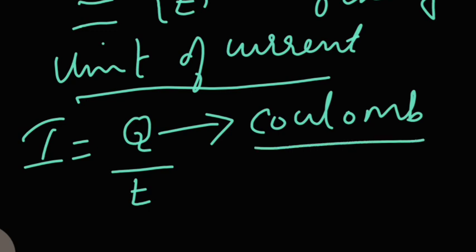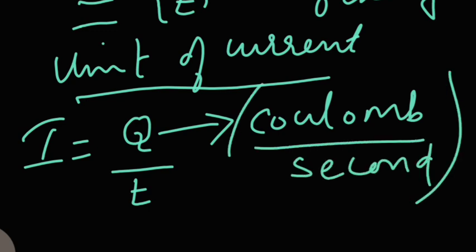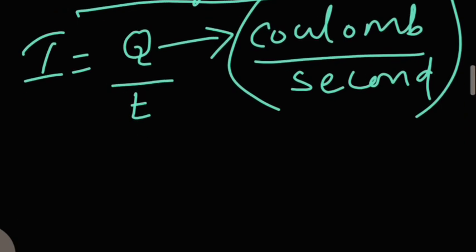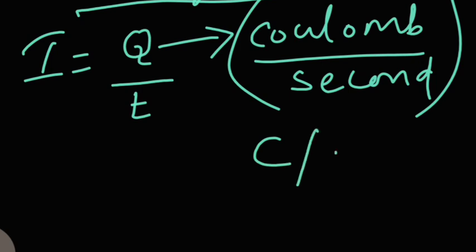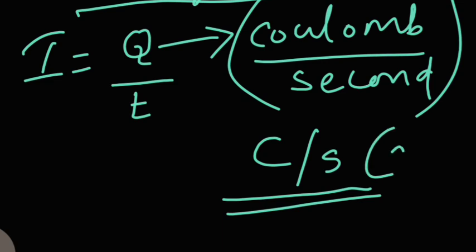And time, as you know, the SI unit is second. So what will be the unit of current? Current will be having unit coulomb by second, and this coulomb is represented using capital C, and second, as you know, it is represented using small letter s. So you can write the unit of current as coulomb per second, or coulomb second raised to minus 1.